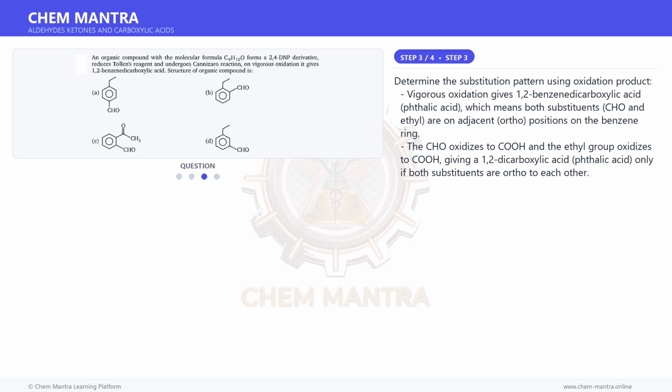Determine the substitution pattern using the oxidation product. Vigorous oxidation gives 1,2-benzenedicarboxylic acid, phthalic acid, which means both substituents, CHO and ethyl, are on adjacent, ortho, positions on the benzene ring. The CHO oxidizes to COOH and the ethyl group oxidizes to COOH, giving a 1,2-dicarboxylic acid, phthalic acid, only if both substituents are ortho to each other.